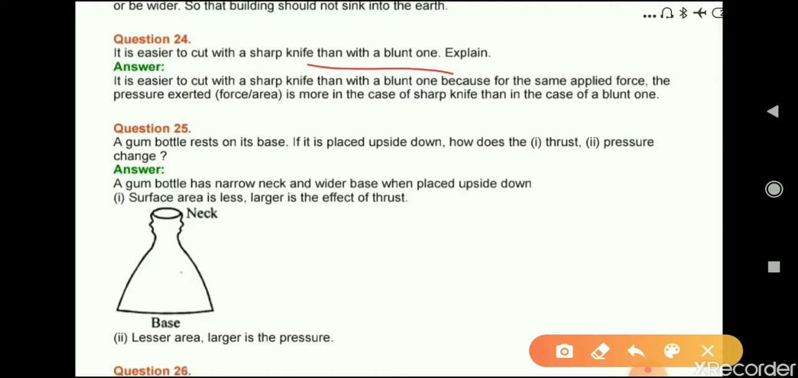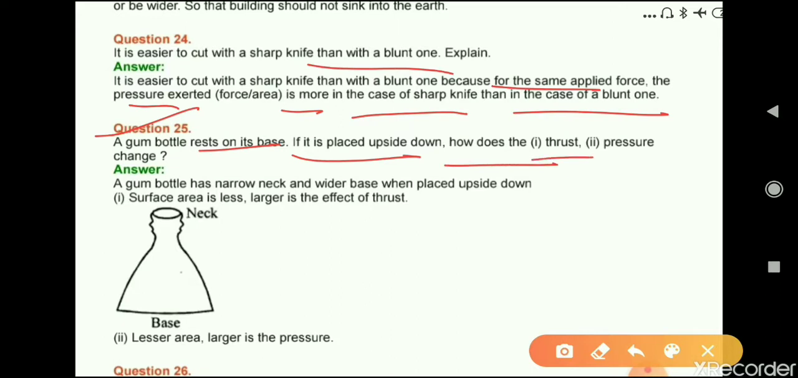It is easier to cut with a sharp knife than with a blunt one because for the same applied force, the pressure exerted is more in the case of a sharp knife than in the case of a blunt one. Question number 25. A gum bottle rests on its base. If it is placed upside down, how does the force and pressure change?